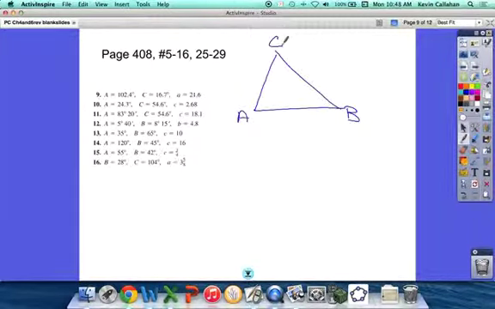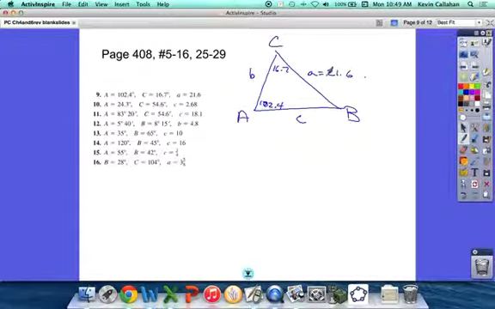And then how do we label the sides? The opposite side has the lowercase letter, right? So lowercase a is here, lowercase b is here, lowercase c is there. So you're going to have to be able to do that, okay? And then, again, let's say we were going to do number 9, right? If this is 102.4 and C is 16.7 and A is 21.6, so that's angle, angle, side.